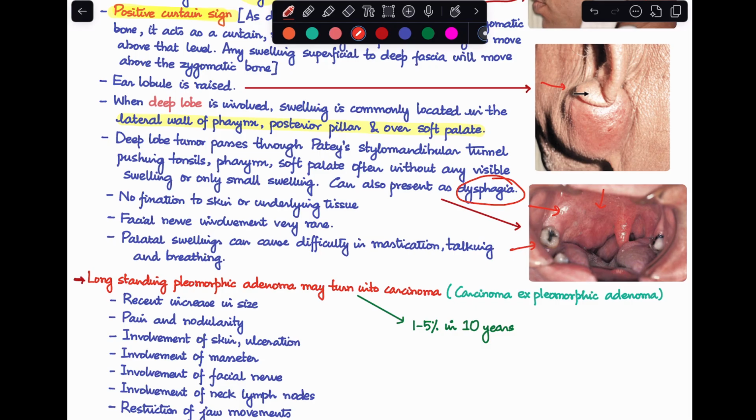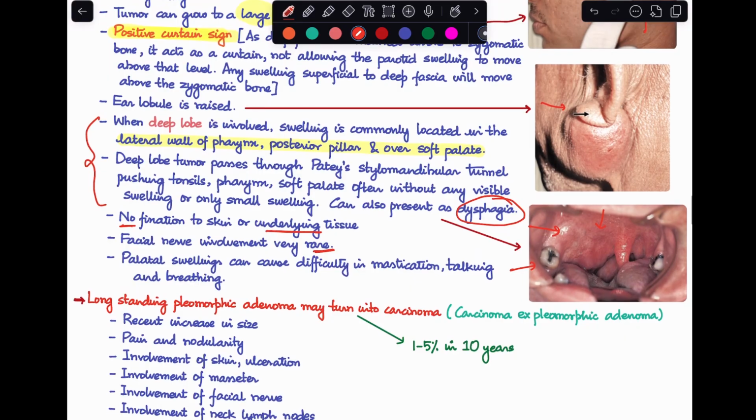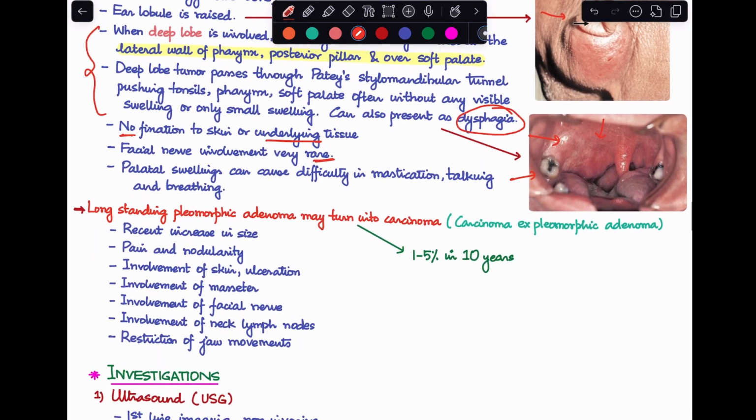Other than these, these were the features of deep lobe involvement of the parotid gland. Other than the swelling, there will be no fixation to the skin or any underlying tissue. It will be a very mobile swelling, and facial nerve involvement is very rare. In case the palate has been involved, if there is a minor salivary gland tumor, palatal swelling can end up causing difficulty in mastication, talking and breathing. So that's about the clinical features of pleomorphic adenoma.